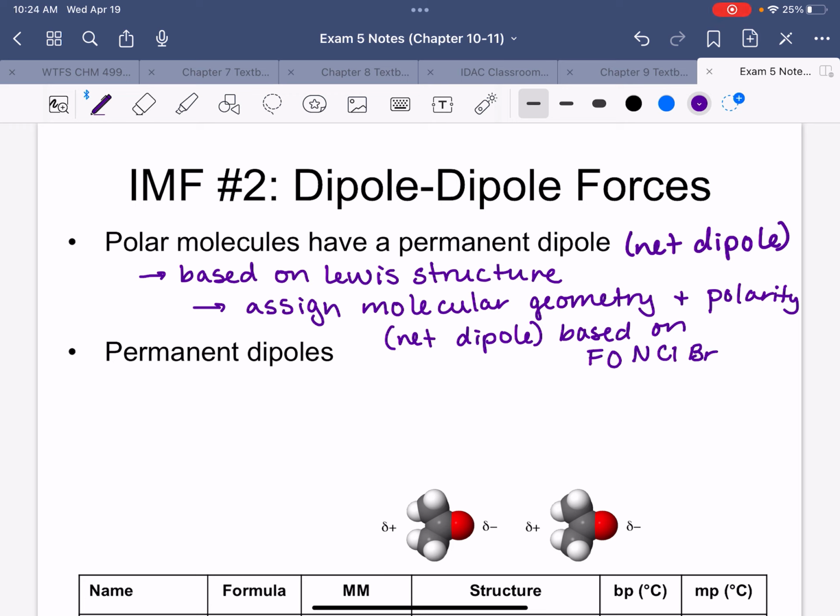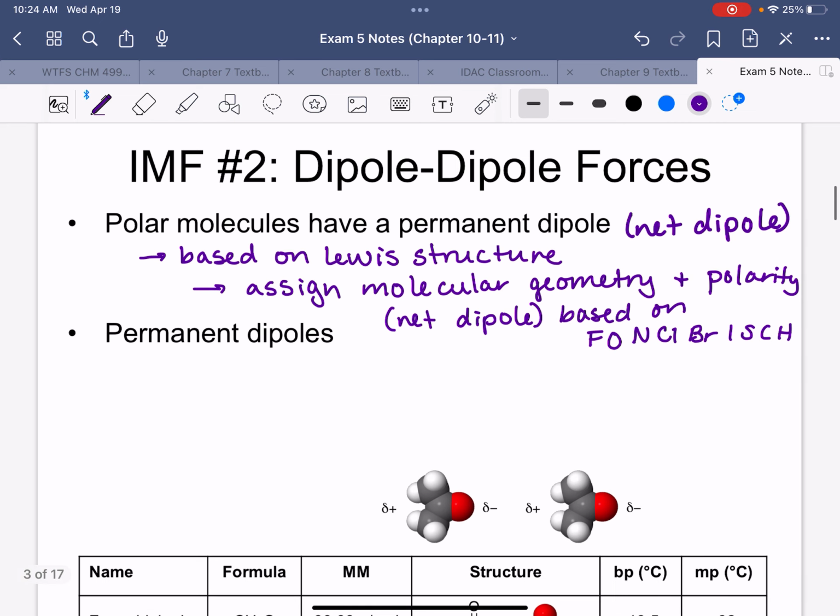So this is something that we practiced extensively with Chapter 10, and we're going to keep using what we learned in Chapter 10 for Chapter 11. So if you draw your Lewis structure, look at the VSEPR sketch, and assign a net dipole in your molecule, then that molecule is polar and can have these dipole-dipole attractions with other polar molecules.